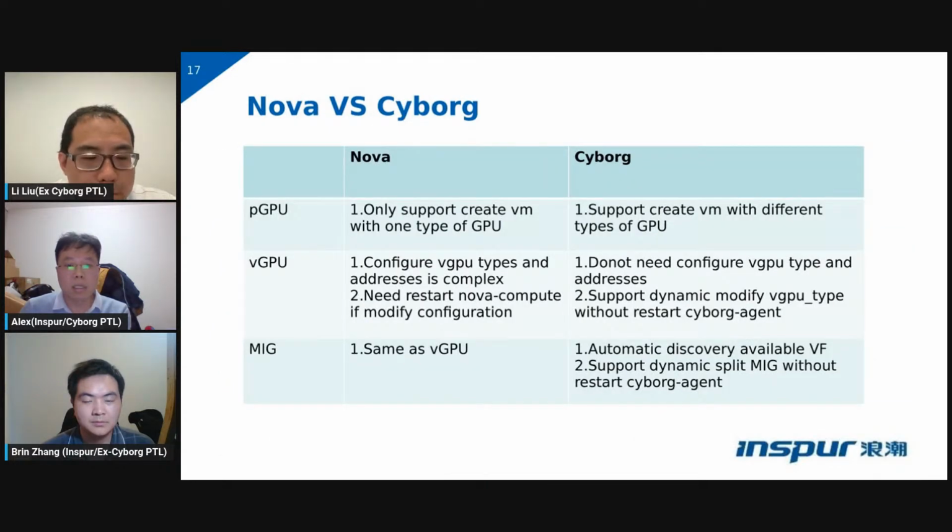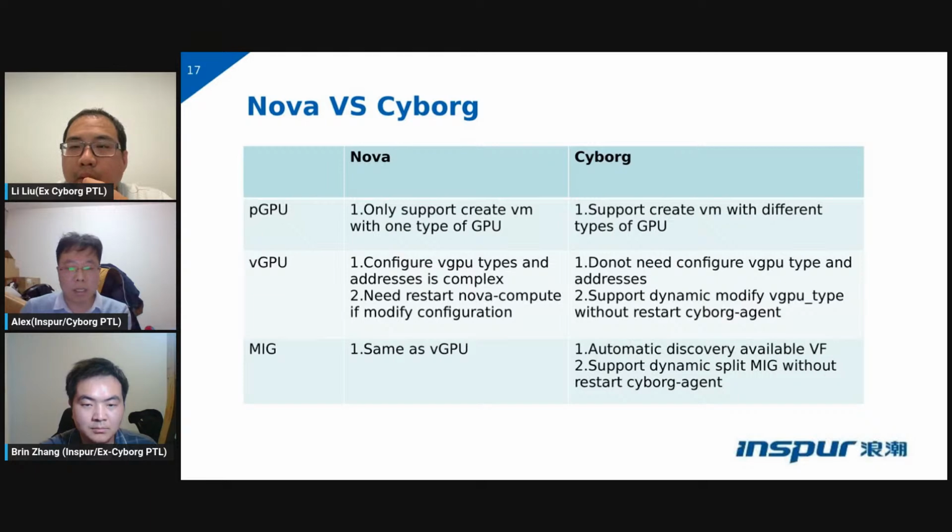So this is Nova vs Cyborg. For a PGPU device, Nova only supports creating a VM with one type of GPU, but with Cyborg we can support creating VMs with different types of GPU. For VGPUs, Nova should configure the VGPU type and addresses, which is very complex, and we need to restart the compute service if we modify the configuration. But with Cyborg, we don't need to configure VGPU type and addresses, and we support dynamically modifying the VGPU type without restarting the Cyborg agent service.